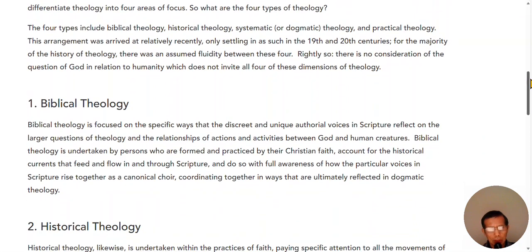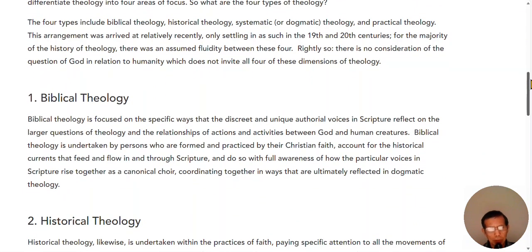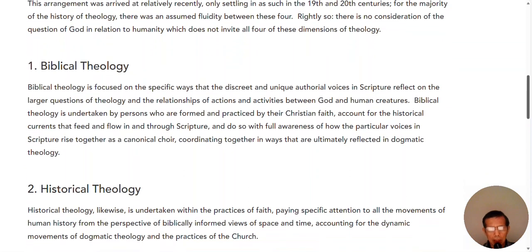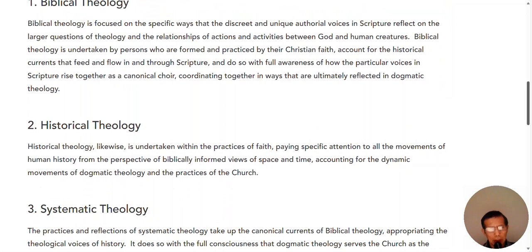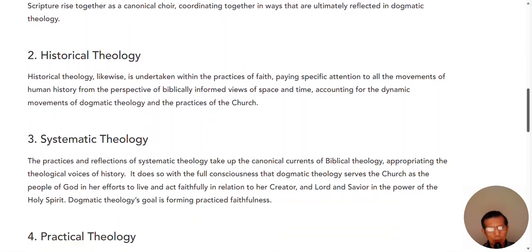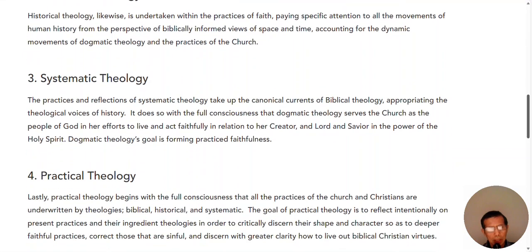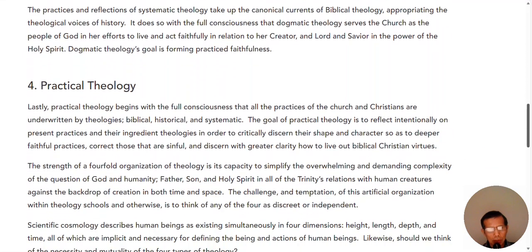First of all, the first type is biblical theology. I'm not going to make any commentary about it. The second is historical theology, and the third one is systematic theology, and then practical theology.